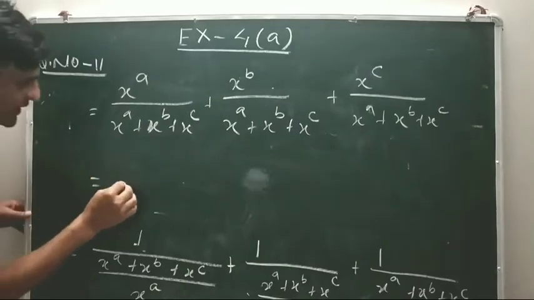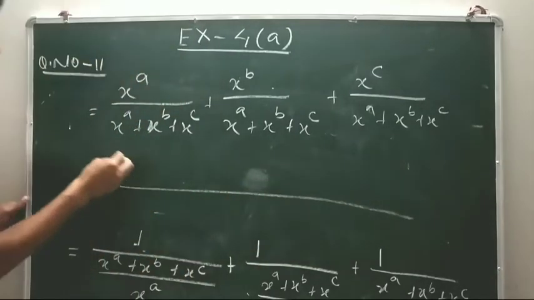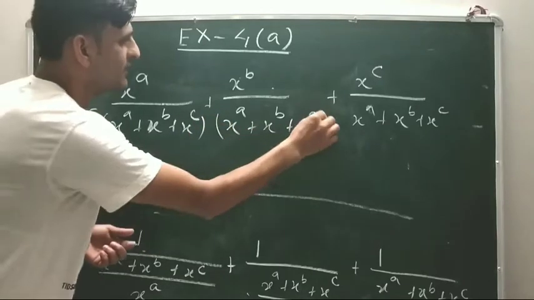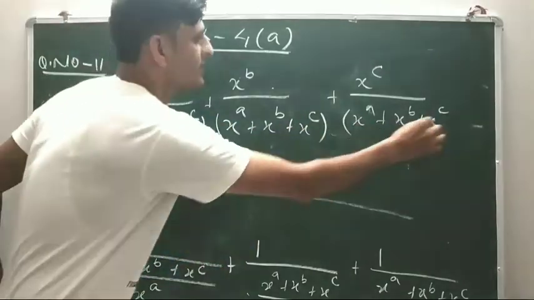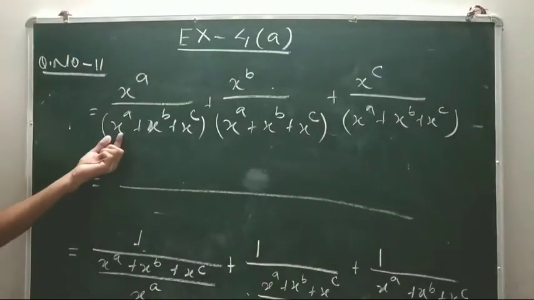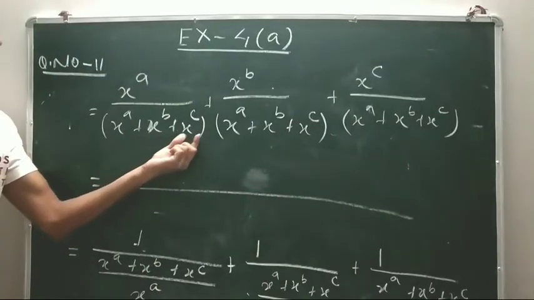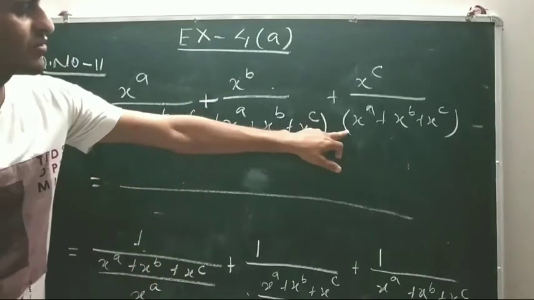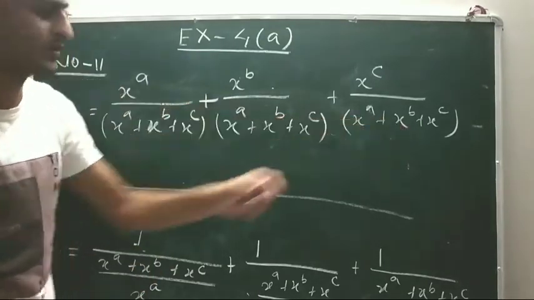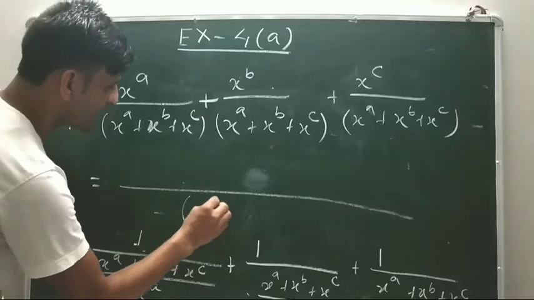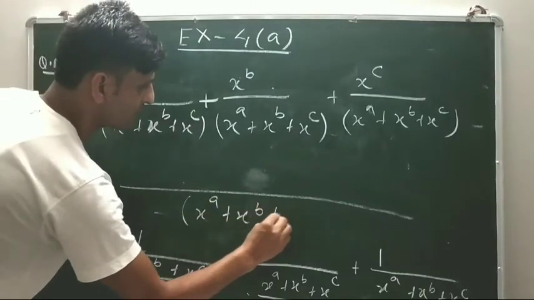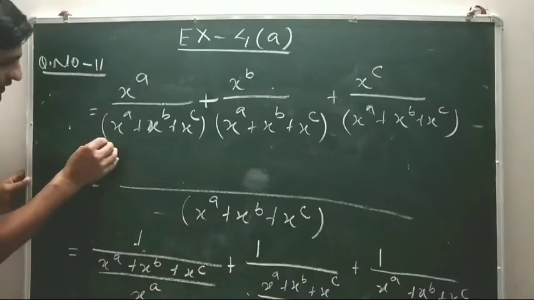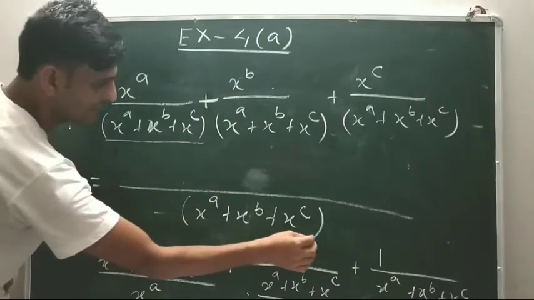So if you will see, we can take the LCM. See, this is a one whole part, and again the same part is here, again the same part is here. x to the power a plus x to the power b plus x to the power c, that means we can take x to the power a plus x to the power b plus x to the power c as a common. So that means this divides this how many times?